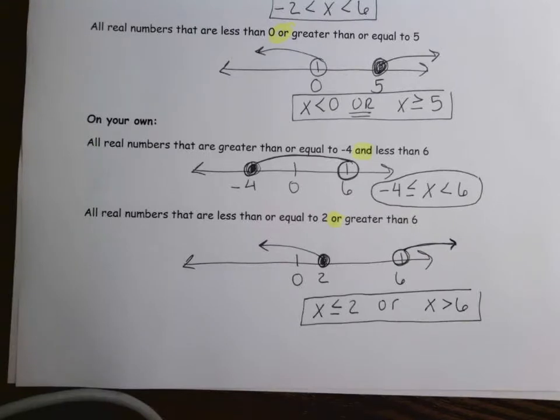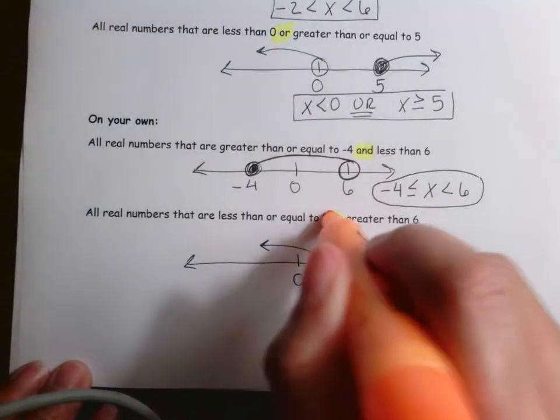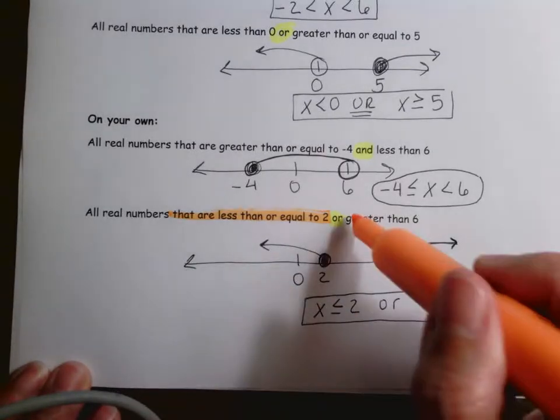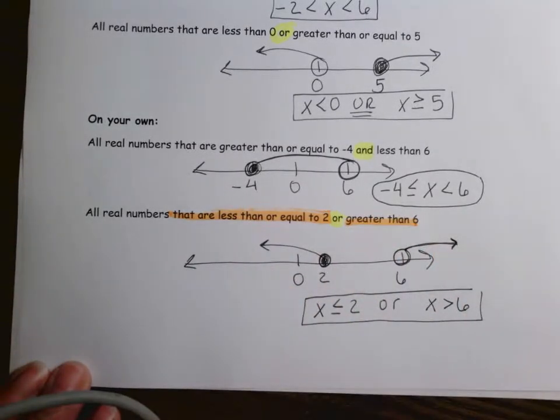And here are your answers. The first one is an and statement. The next one is an or statement. That second one can be a little tricky. All real numbers that are less than or equal to 2, that's your first one. Or greater than 6, that's your next one. And again, always write it out on the number line first and then write out your inequality. It's a little easier then.